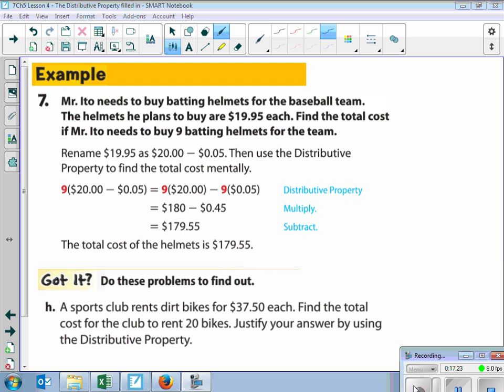Very good. All right, so example 7 says Mr. Ito needs to buy batting helmets for the baseball team. The helmets he plans to buy are $19.95 each. Find the total cost if Mr. Ito needs to buy 9 batting helmets for the team. So here, what they're going to do is they just renamed $19.95 to $20 minus 5 cents. Does everybody see $20 minus 5 cents? $20 minus 5 cents is $19.95, right? Then he's going to use the distributive property to show that he's buying 9, okay? So here, they've got the 9 times the $20, which gives us 180, and 9 times the 5 cents is 45 cents. So when we do the subtraction, we end up with $179.55.